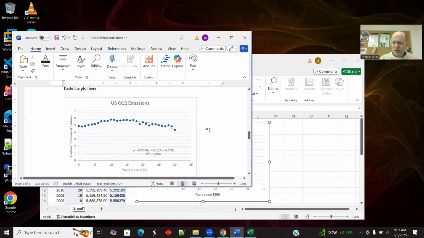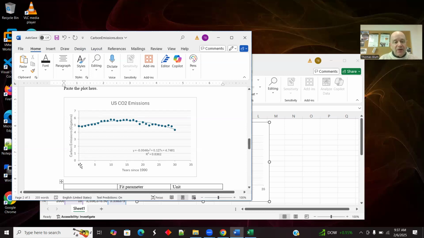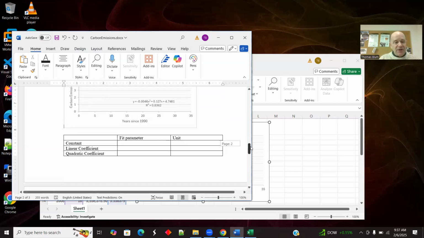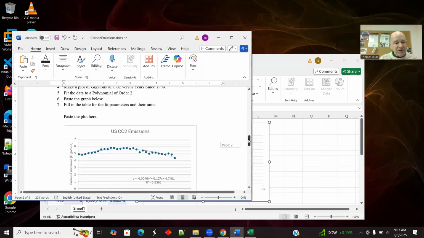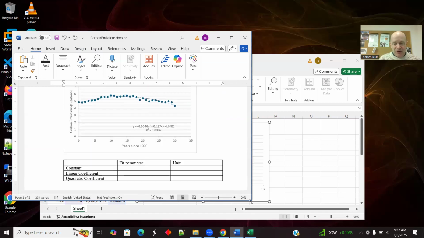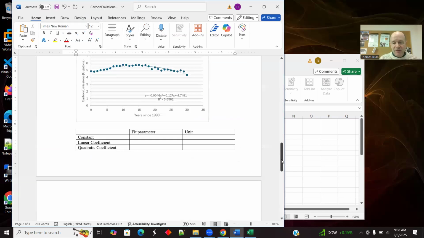Some of those versions of pasting, like if you edit the Excel, then the Word will change, and I usually don't want that. So this was my paste as a picture. Okay. And now we just have some questions to answer to make sure we understand the parameters of the polynomial fit.